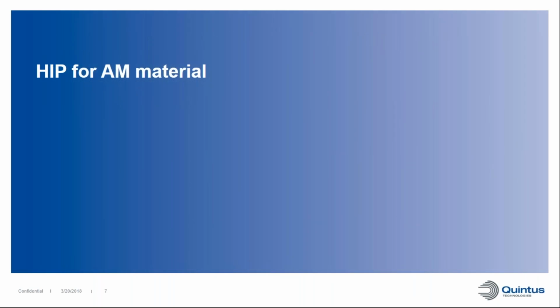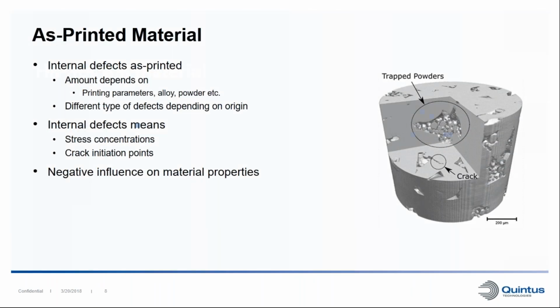Now I'm going to go into a little bit about hipping for AM material in general. If we look at the as-printed material, we will have some internal defects in the as-printed state. The amount of defects will depend on printing parameters, the alloy that we're working with, the powder, etc. And there will be different types of defects depending on where they originate from. These internal defects will act as stress concentration and crack initiation points in the material, and this will negatively influence your material properties.